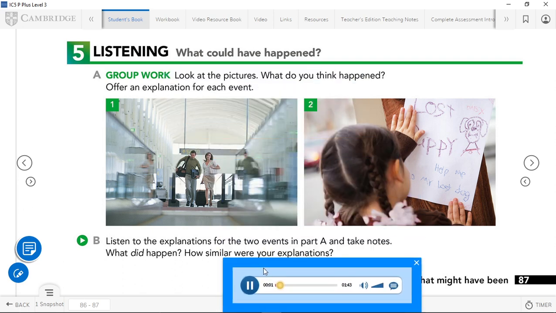Page 87, Exercise 5, Listening. What could have happened? Part B. Listen to the explanations for the two events in Part A and take notes. What did happen? How similar were your explanations?